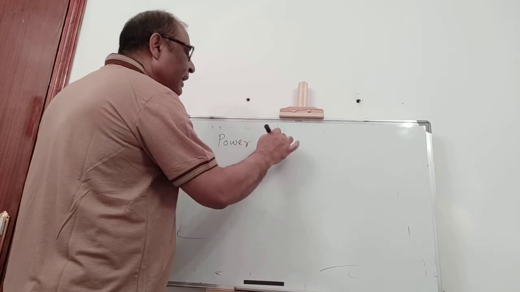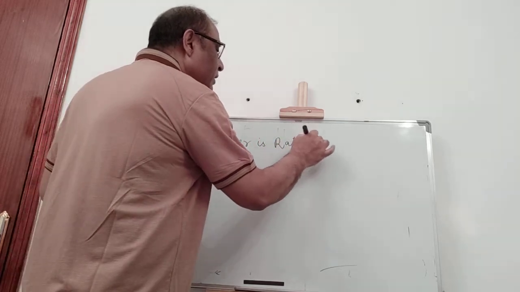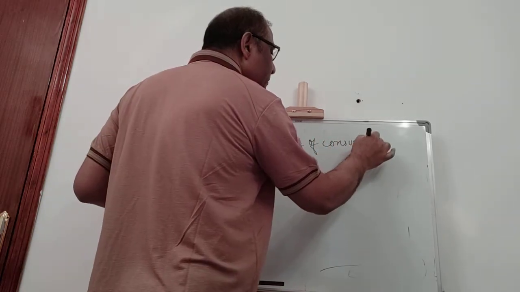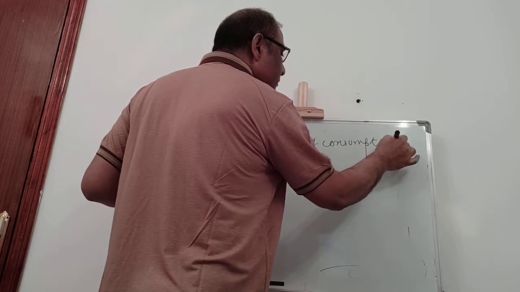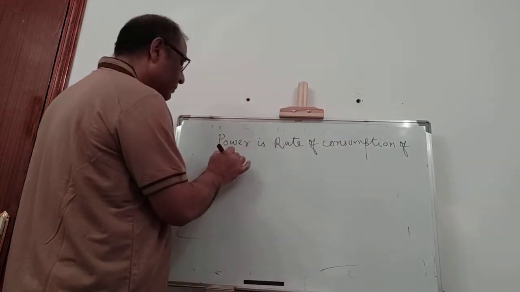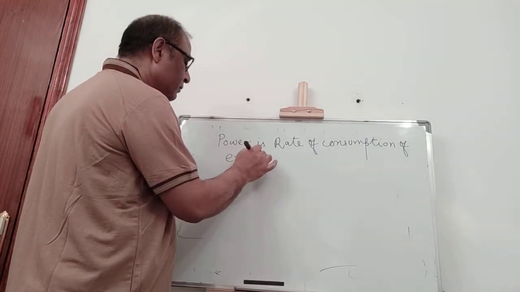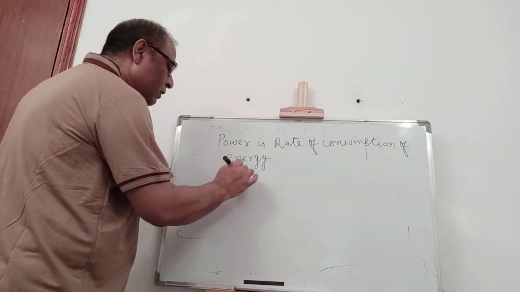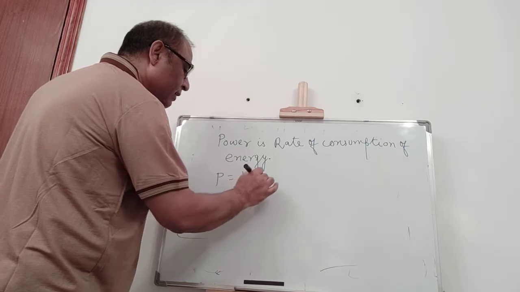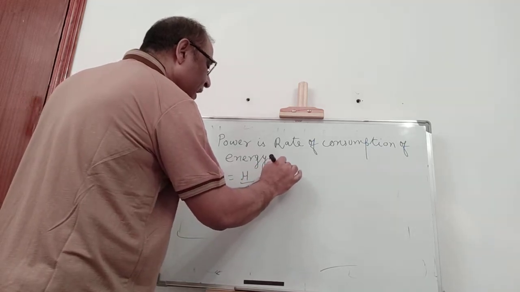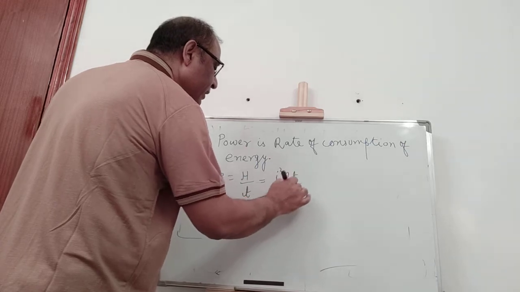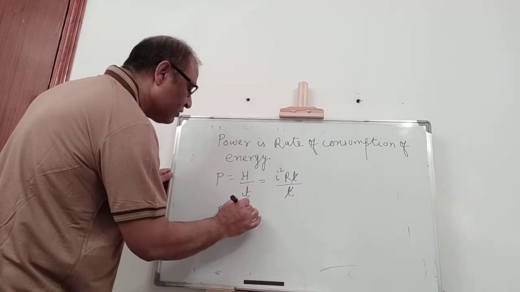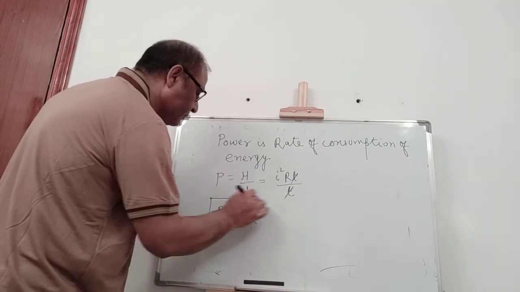Power is the rate of consumption of energy. It means power is equal to H by T. So H is I square RT, divided by T, then cancel. So power is equal to I square R.